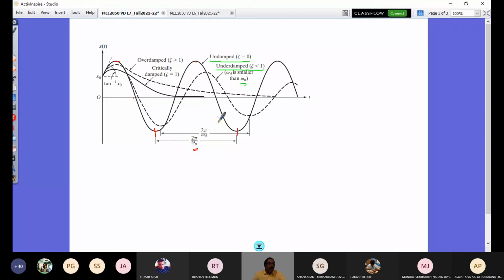If that is so, the cosine term goes out in the numerator and denominator, and I'm left with my logarithmic decrement, the natural log of x1 by x2, equal to the natural log of x e raised to minus zeta omega n t1 divided by x e raised to minus zeta omega n, where this t1 becomes t1 plus tau d.